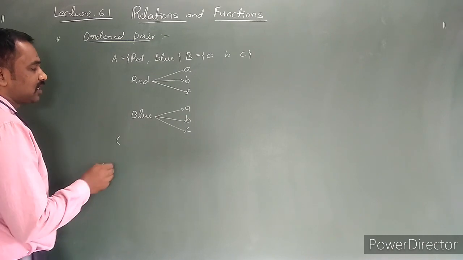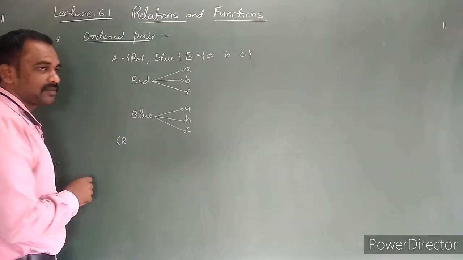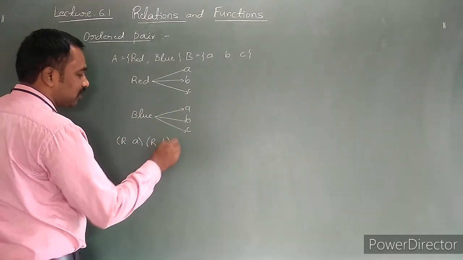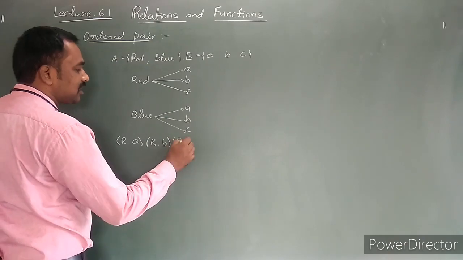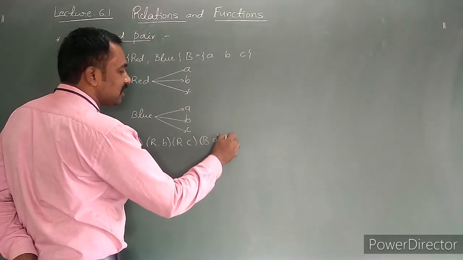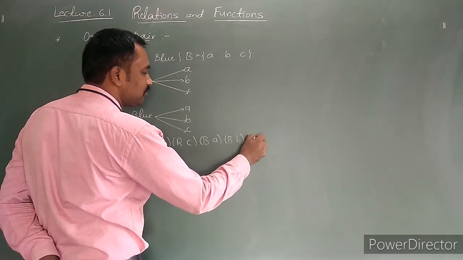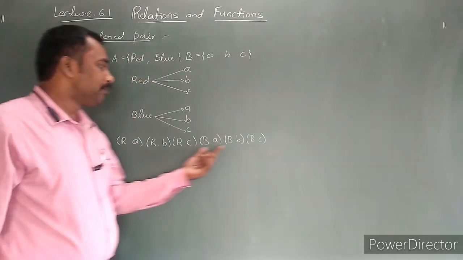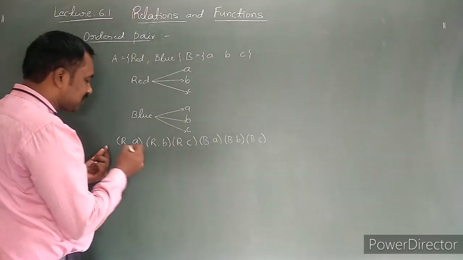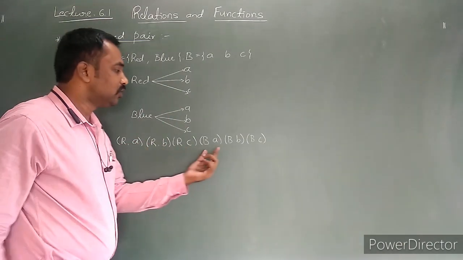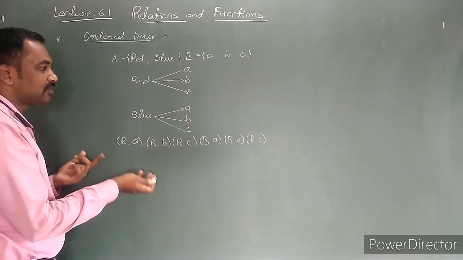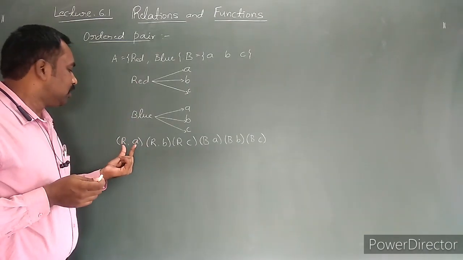Now I just write the pairs. What are the pairs? Red means I just write capital R, comma A, and R, comma B, and similarly R, comma C, like that. And the other pairs: blue, comma A, and blue, comma B, and blue, comma C. These are the possible pairs we can make. This is one object, this is another object, two objects. I am just writing them as an ordered pair. What is the ordered pair? An ordered pair is nothing but two objects.